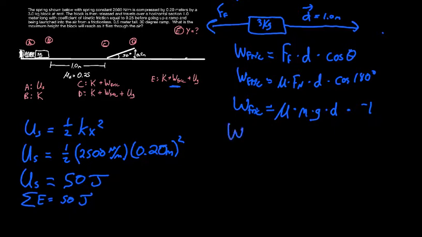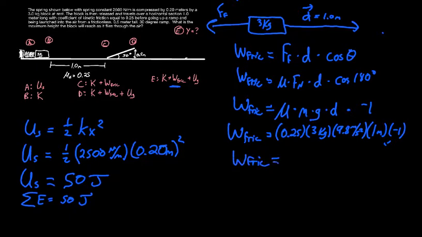And I'll plug in everything I know now. Work done by friction is equal to mu, that was 0.25, times the mass is 3 kilograms. Acceleration due to gravity is 9.8 meters per second squared, times 1 meter, times that -1 from the cosine of 180 degrees, and that gets me the work done by friction being equal to a negative 7.35 joules.